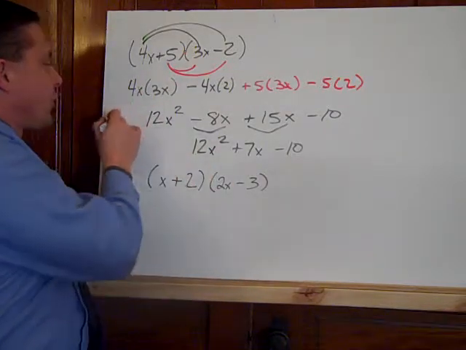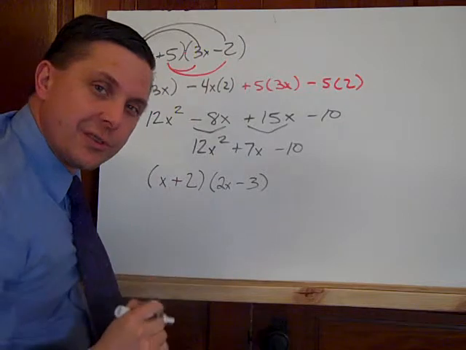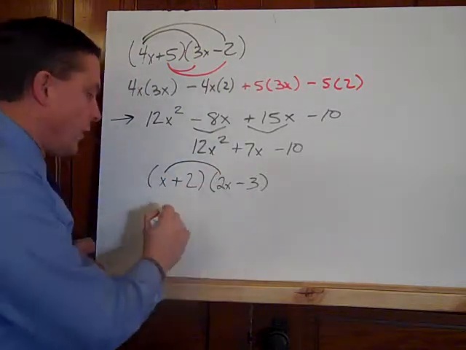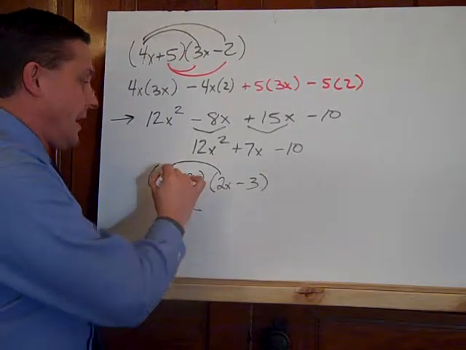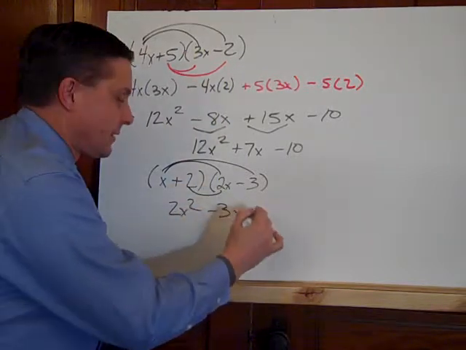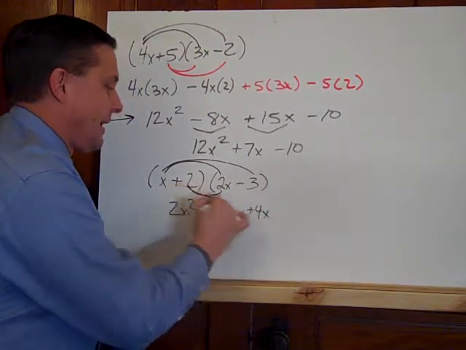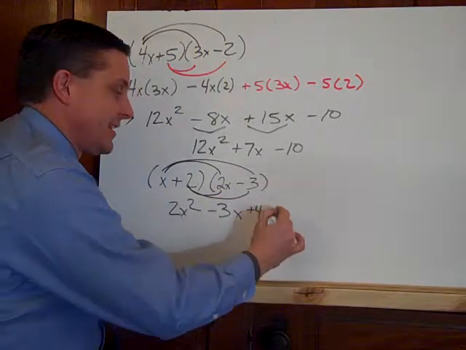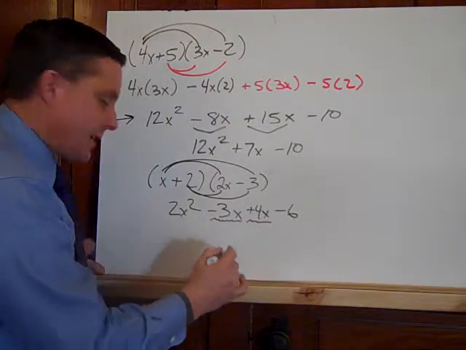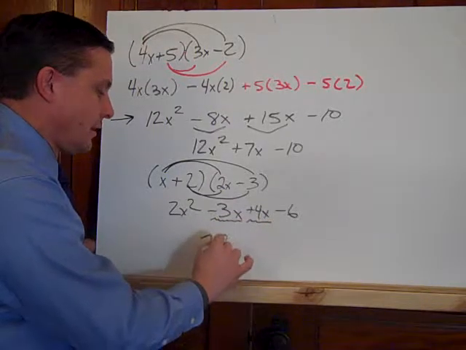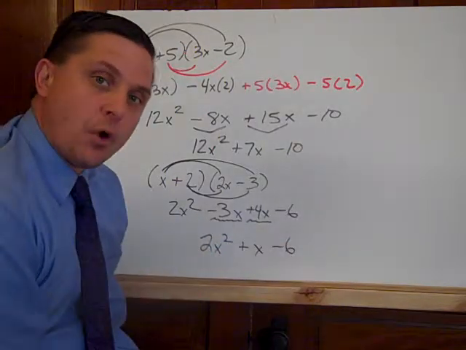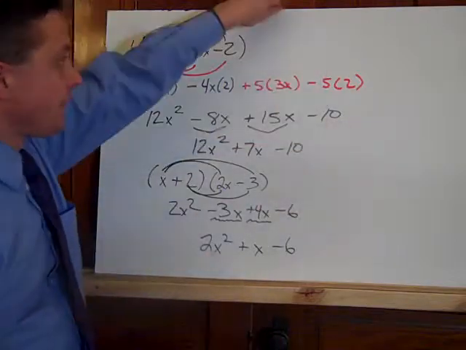And this time I'm going to jump right to this step, because that's what you students always seem to do. X times 2x, 2xx, or 2x squared. X times negative 3, negative 3x. 2 times 2x, positive 4x. And positive 2 times negative 3, negative 6. The like terms are negative 3x and 4x. So I get 2x squared plus 1x, or plus x, minus 6. And I have just multiplied two binomials.